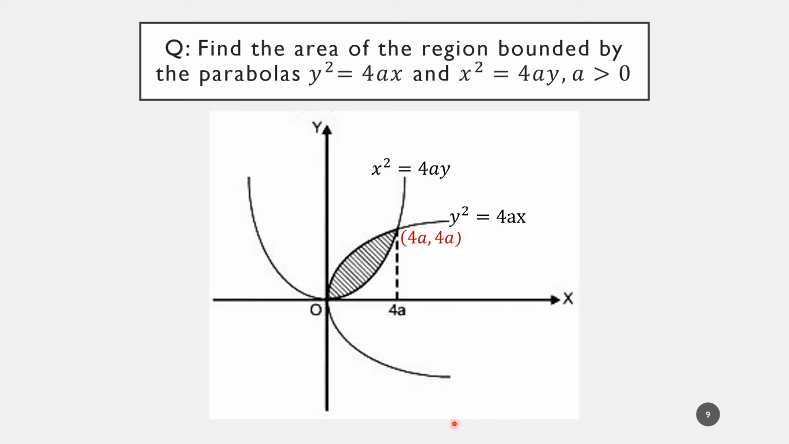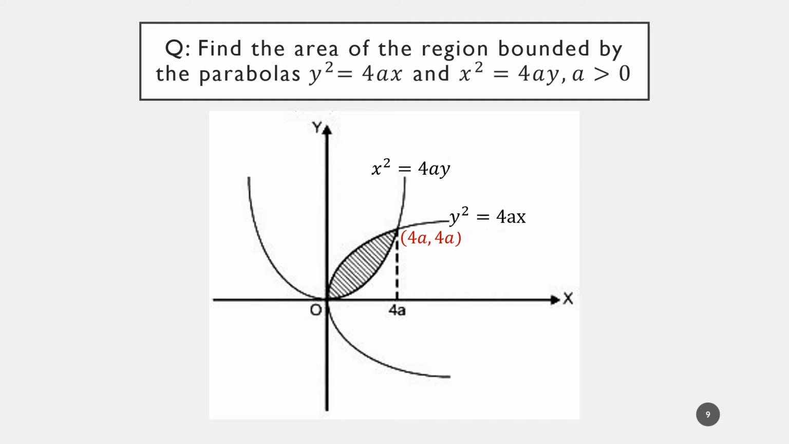So again, let's plot these two parabolas. y square equal to 4ax is a right-handed parabola and x square equal to 4ay is an upward parabola. And we already know the 2 points of intersection. They are the origin, that is 0, 0 and 4a, 4a. So this is our required region.